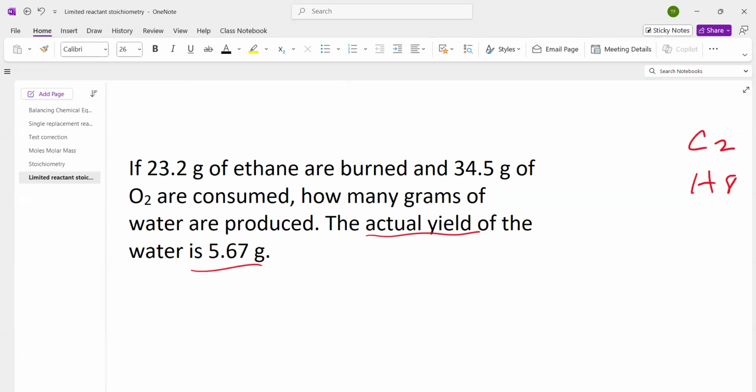And I mentioned here the actual yield also. So you're going to have to calculate percent yield and how much product is made, which is going to be water.